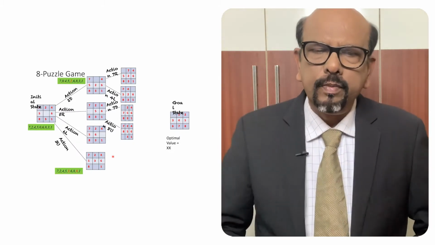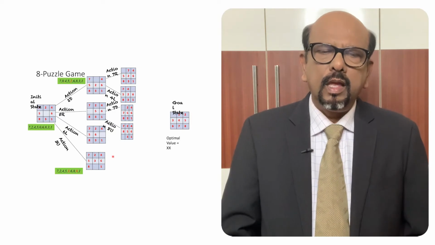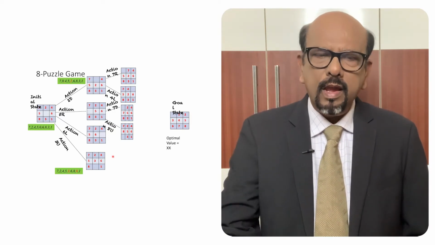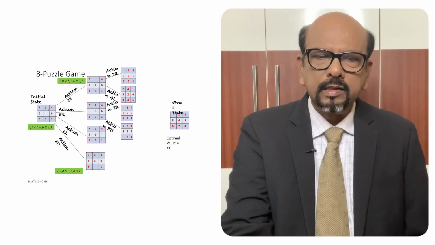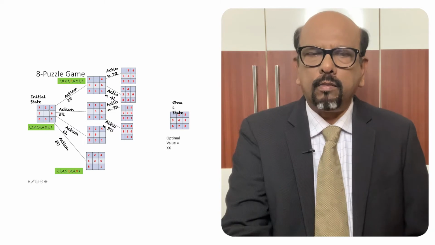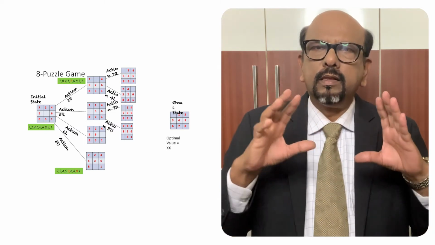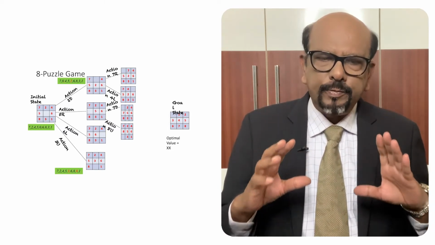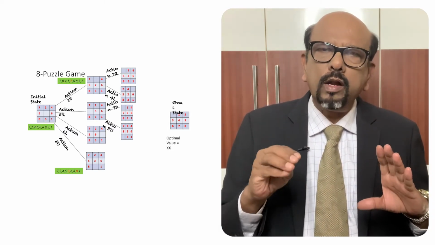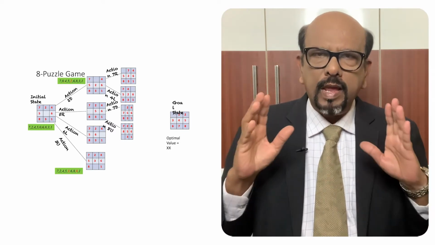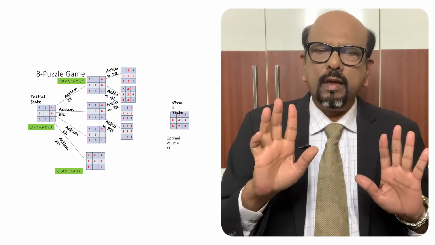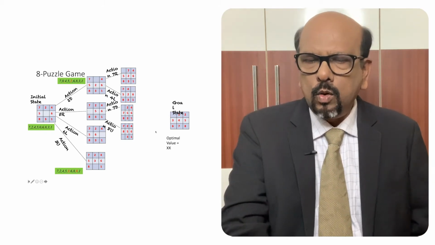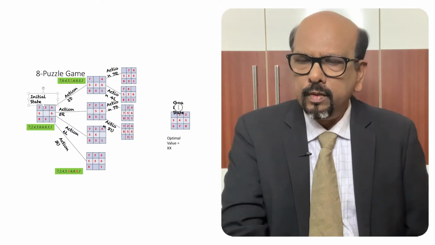For example, consider the 8 puzzle game. In the 8 puzzle game, here is the initial state. We have already studied about the 8 puzzle problem. In the 8 puzzle problem, there is a 3 by 3 matrix which has 9 cells. We are expected to position the numbers 1, 2, 3, 4 up to 8. So 8 numbers are to be positioned in such a way that only one cell is empty, and this is the goal state.